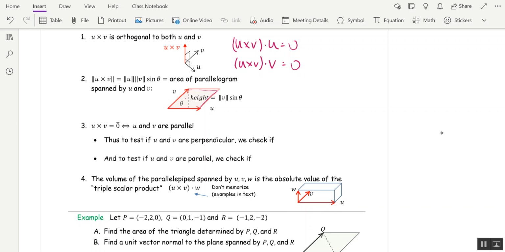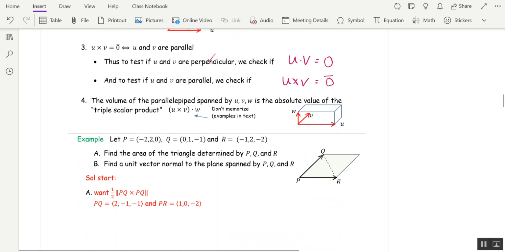But in summary here, to test if two vectors are perpendicular, we want to know if their dot product is 0. To test if they're parallel, we want to know if u cross v, their cross product, is the 0 vector. So there's 2 different tests. Typically, we're going to be testing for perpendicular, not parallel. The last property you do not have to memorize. You've got an example in your book, and I'm not even going to talk about it.